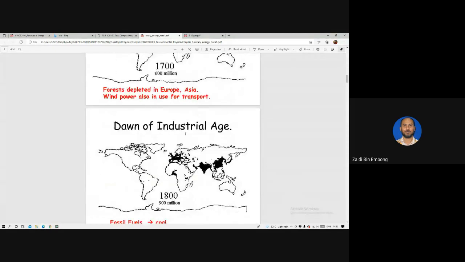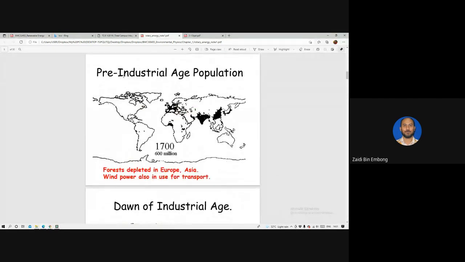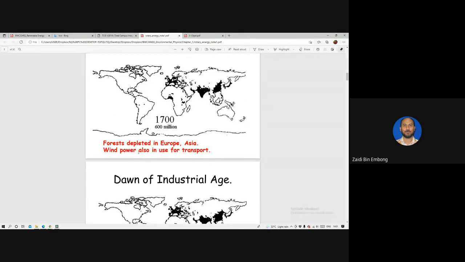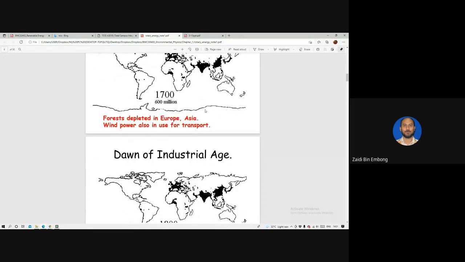Okay, right. Then we have the pre-industrial age population. You see, 1700, so many people here, so many people in India, and over here even Southeast Asia as well. And then the forest is depleted. The forest is depleted in Europe. Why? Because they cut down the trees, yeah, for energy. They cut down the trees for energy. Okay, and then wind power was also used, and so many things, for many activities.